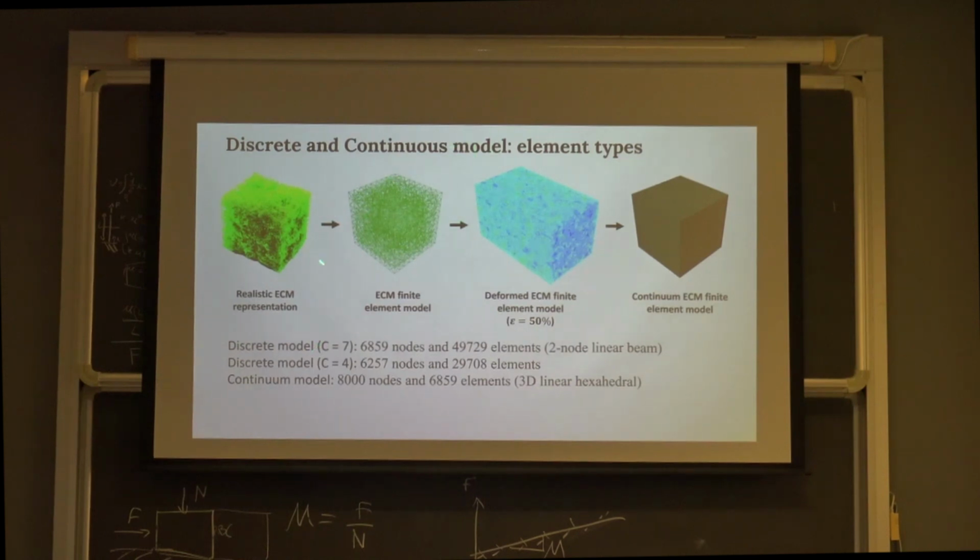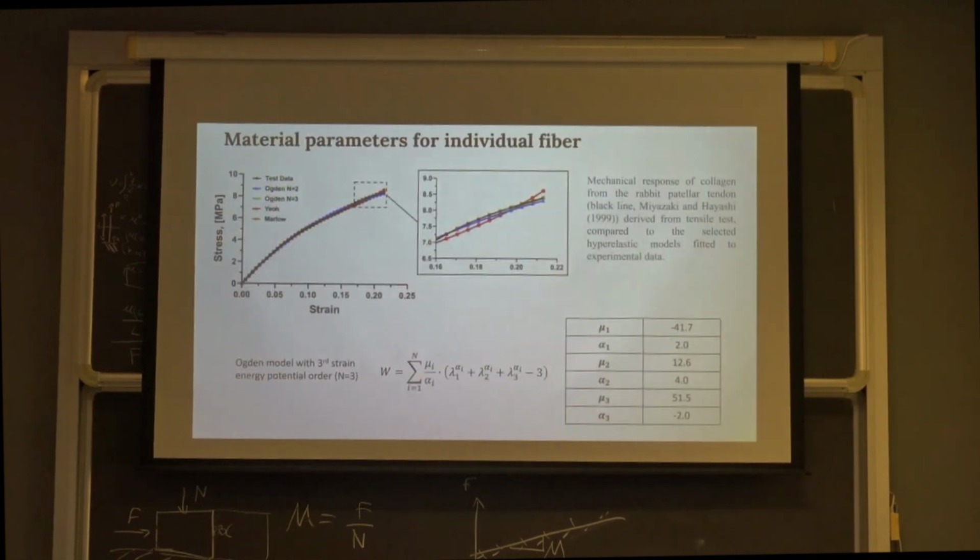It's a discrete finite element model and a continuum finite element model. You can see that, for example, the discrete representation needs almost 50,000 elements, and the corresponding continuum model has less than 7,000 elements, so it can obviously be calculated much faster. Of course, the elements are different, because in the discrete network we use beam elements, and here we use hexahedral elements, but still the calculations with continuum models are much faster.